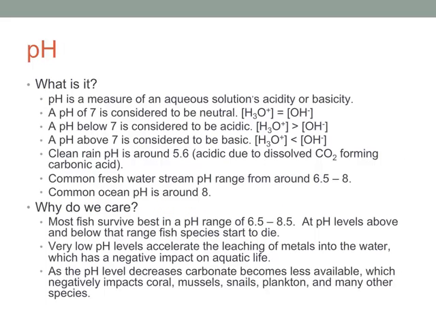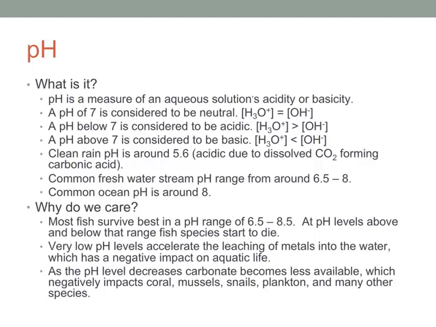And the final aspect of chemistry in the wetlands we'll be discussing is pH. pH is a measure of an aqueous solution's acidity or basicity. pH typically ranges from 0 to 14. To mathematically calculate pH, it's the negative log of the hydrogen ion concentration.